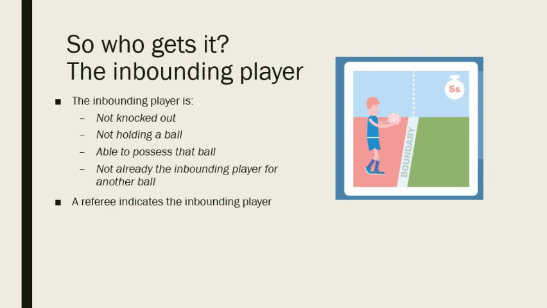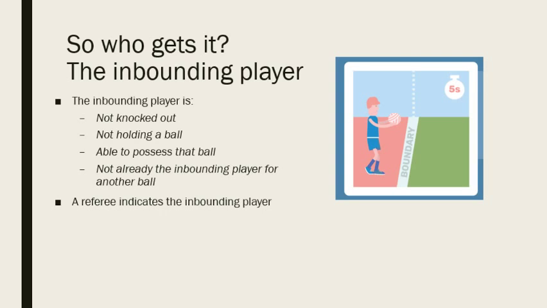When you go to choose who your inbounding player is, they need to A, not be knocked out, B, they need to not already be holding a ball. So if you have a ball, you can't go get another one. C, able to possess that ball. That one's pretty obvious. And D, not already be the inbounding player for another ball.